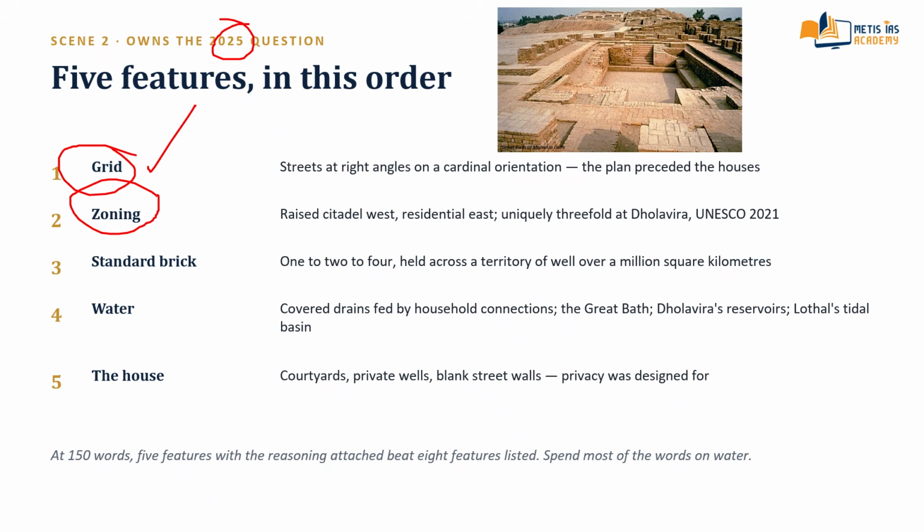At Dholavira in Gujarat, UNESCO inscribed in 2021 and the first Indus site in India to be listed, the division is uniquely threefold. What are the threefold? The citadel, middle town, and lower town. Functional zoning is Harappan, not modern. And the third one is standardized burnt brick. What is standardized burnt brick?